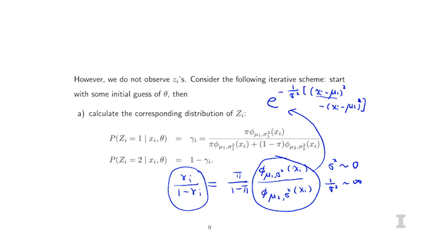Similarly, if xi is slightly closer to mu2, you can do the same argument and you'll find that gamma i will be very close to 0. So the k-means algorithm essentially can be viewed as a limiting behavior of the EM algorithm with Gaussian mixture, with the error variance being 0.